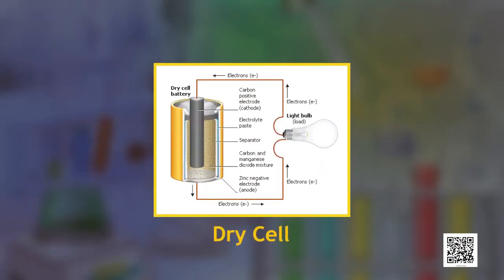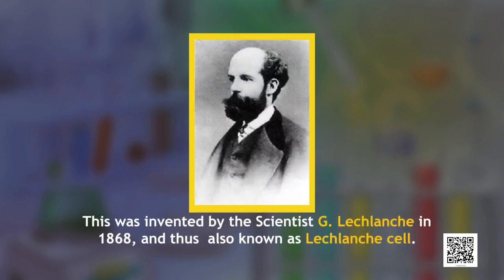Primary cells are those electrochemical cells which once discharged or used cannot be recharged. Or we may say that the electrochemical reaction cannot be reversed by passing electricity through the cell. That's why a primary cell becomes dead after being used for some time. The most commonly used primary cell is a dry cell. This was invented by the scientist G. Leclanche in 1868 and is thus also known as Leclanche cell.